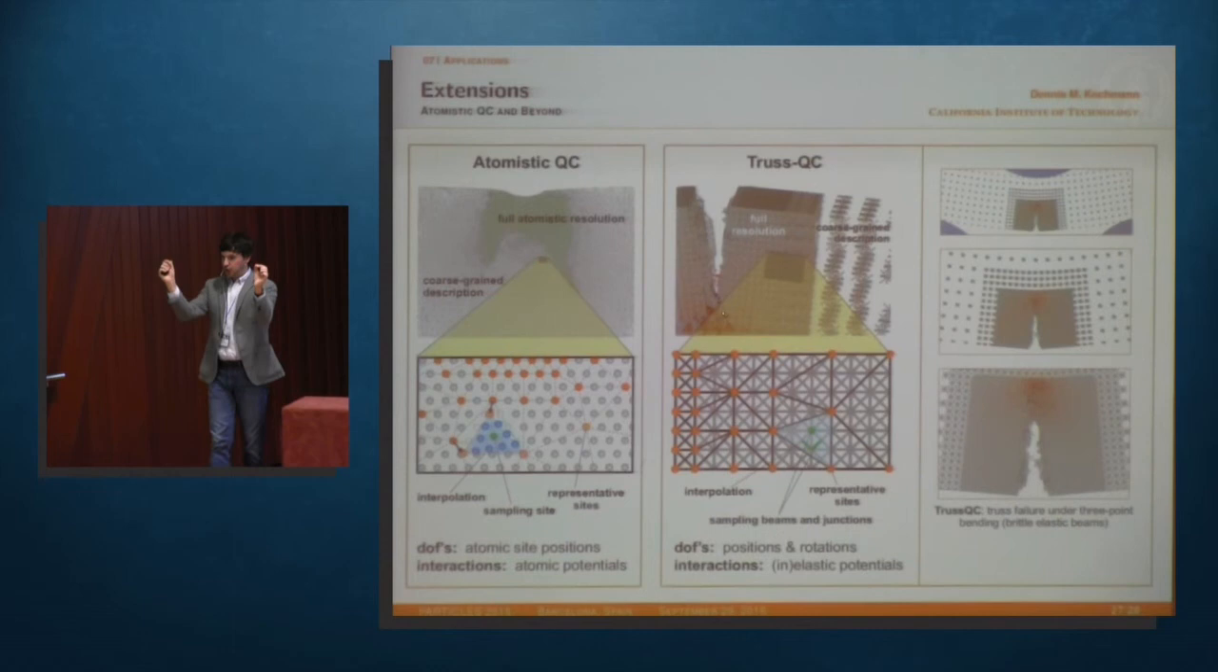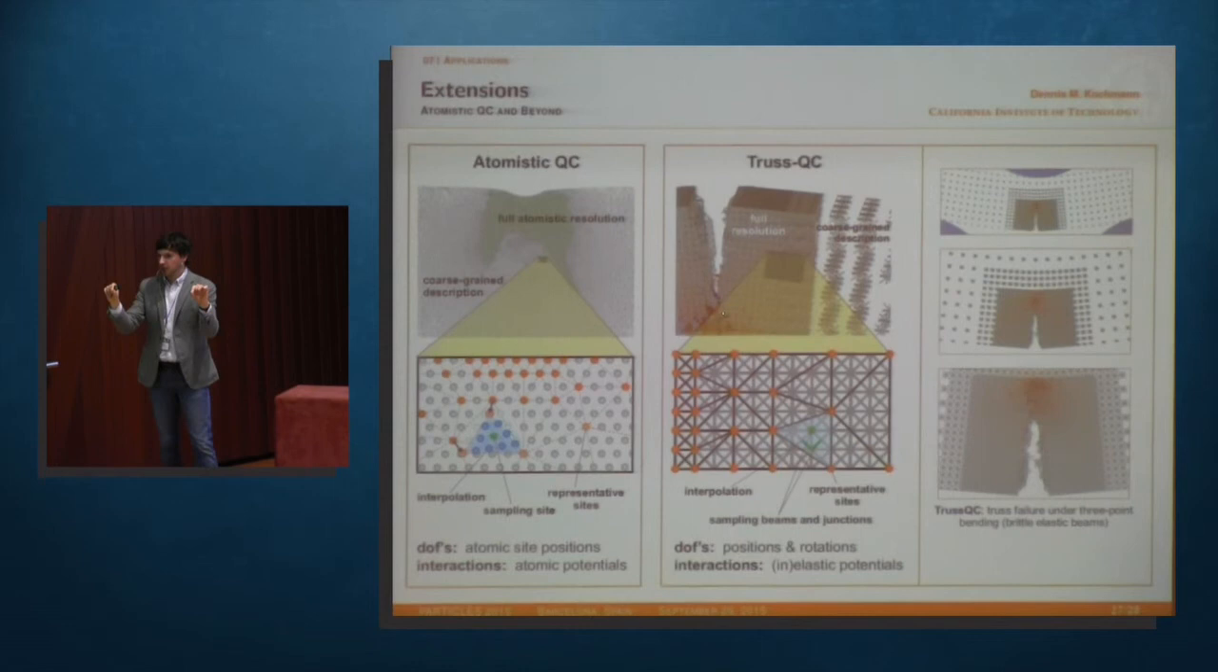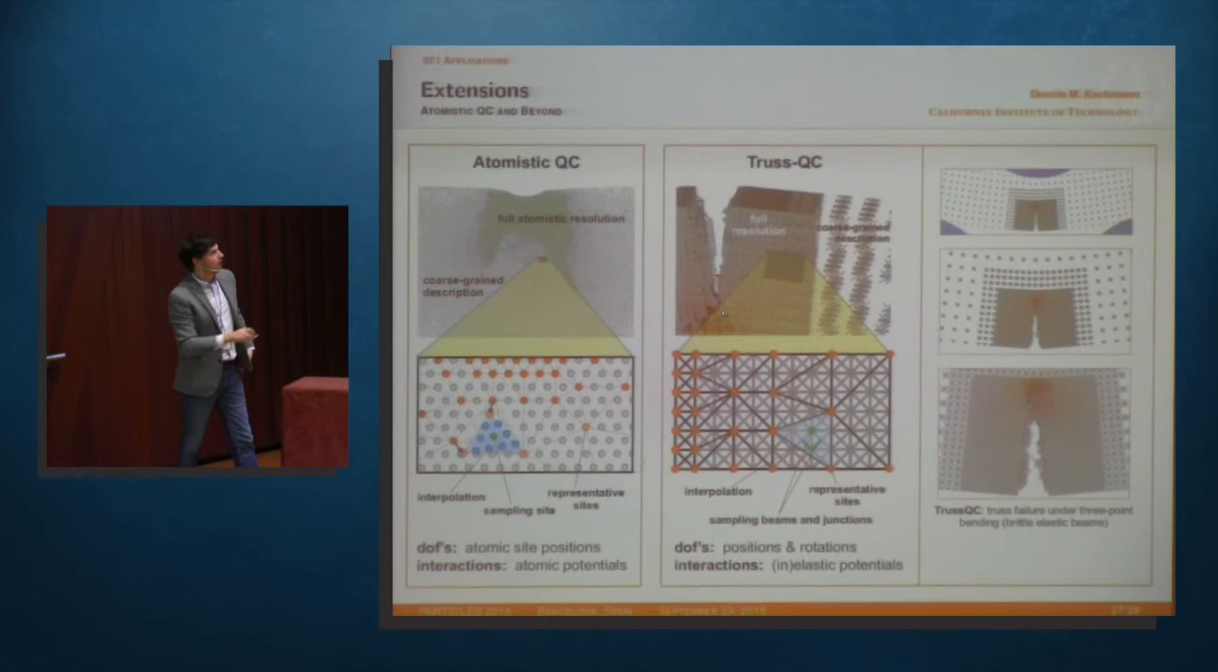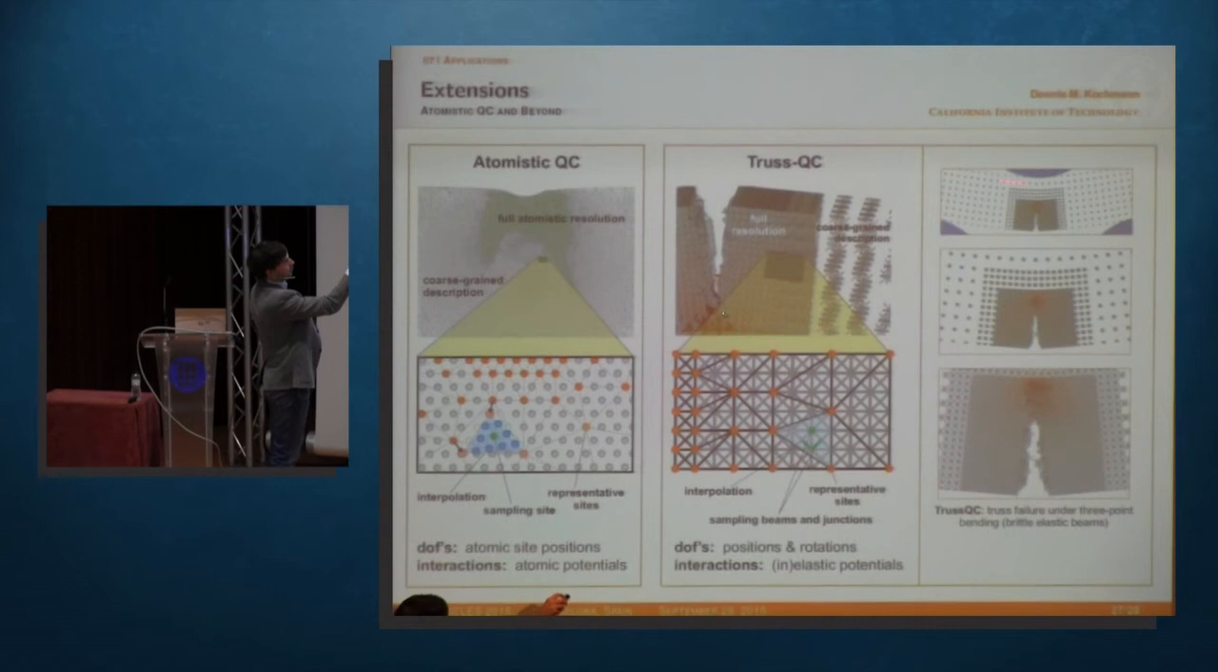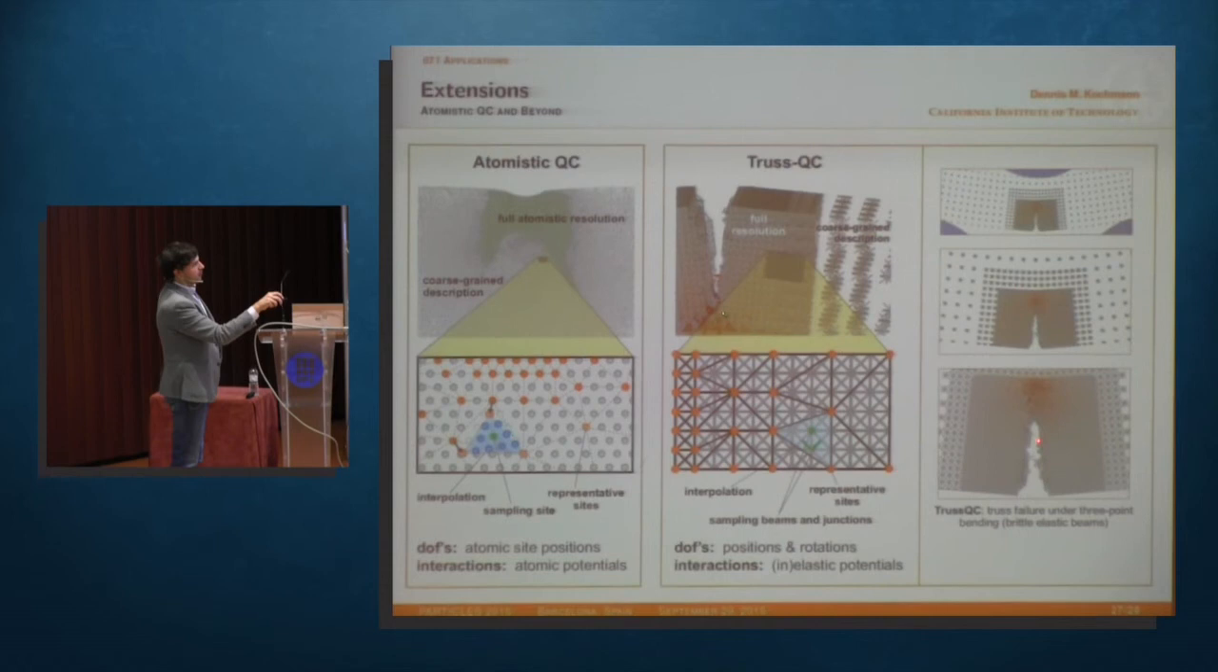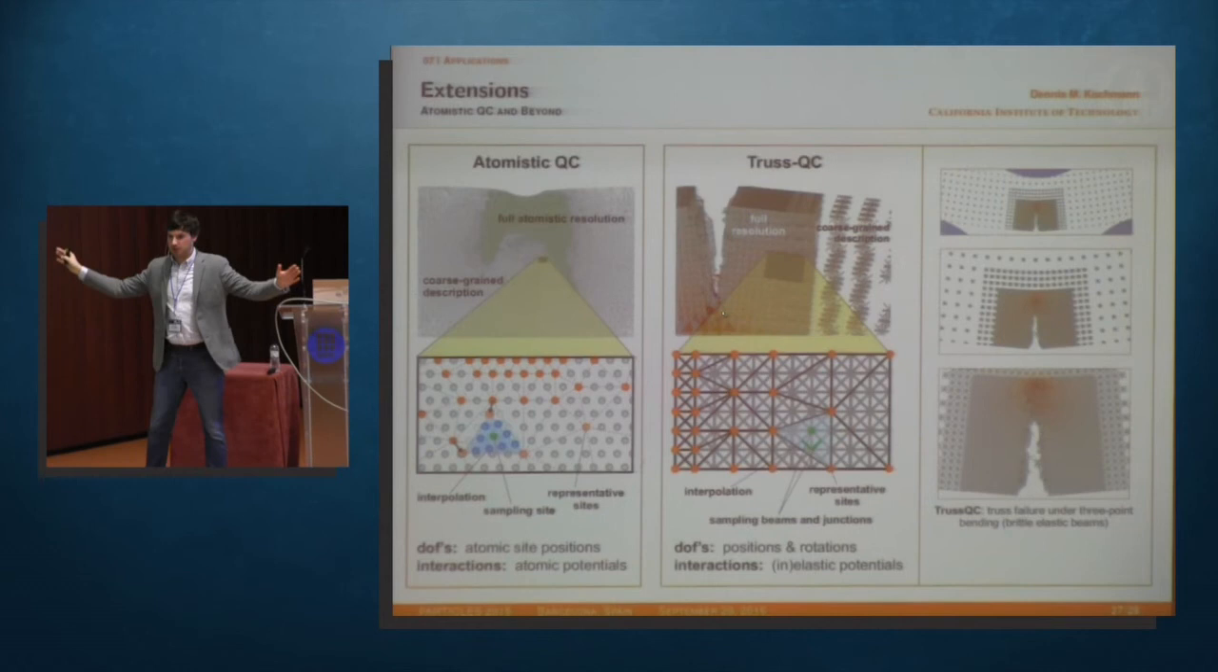They have positions. They might have rotations if there are beams. If I know what the interaction is, for example the elastic energy of a beam between two nodes, I can apply the exact same framework. I have full resolution where I need it, for example near a crack in a three-point bending test, and I coarsen as I go away. And so, again, you achieve much higher efficiency because I only retain full resolution down here, but I have a very natural continuum approximation. I don't need any continuum law.